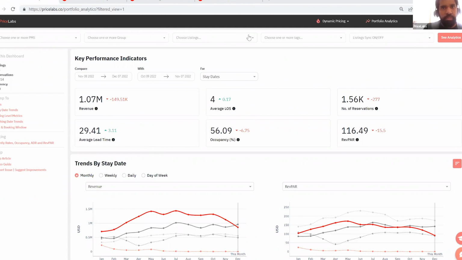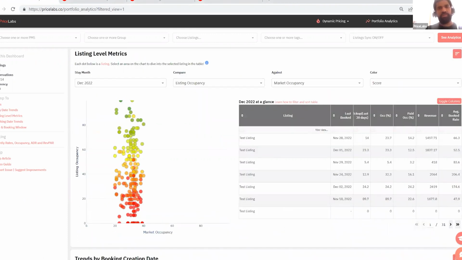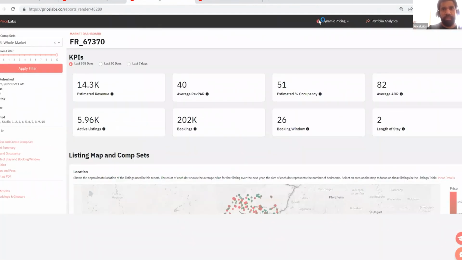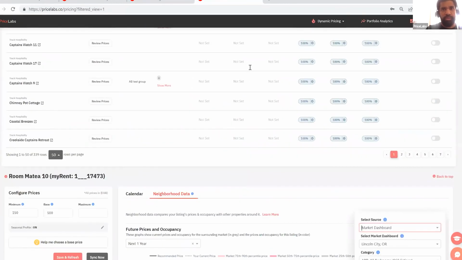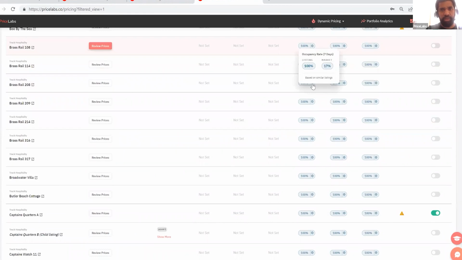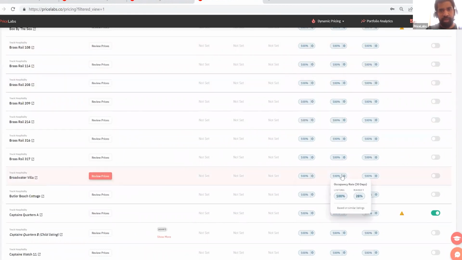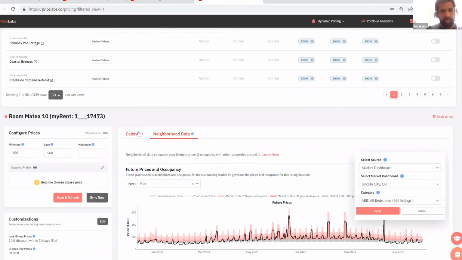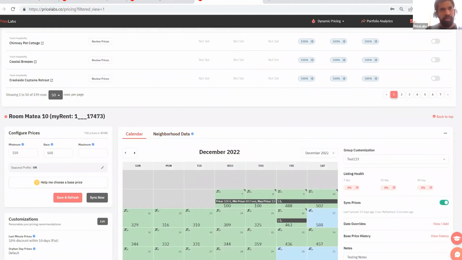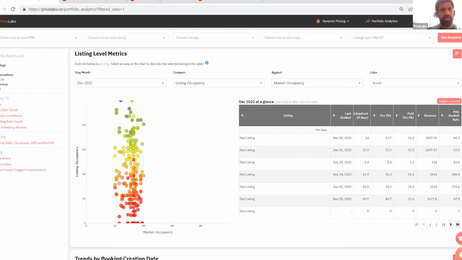The last piece that I wanted to cover is listing level metrics. Once you start having a bit of a portfolio of listings, while we have looked at all of the other trends, you may want to also compare, hey, how are my listings doing in aggregate? Now, if you use PriceLabs and dynamic pricing already, you know that you can quickly see how your listings are doing in comparison to the market by looking at these health metrics, right? And you also see those health metrics very quickly here.